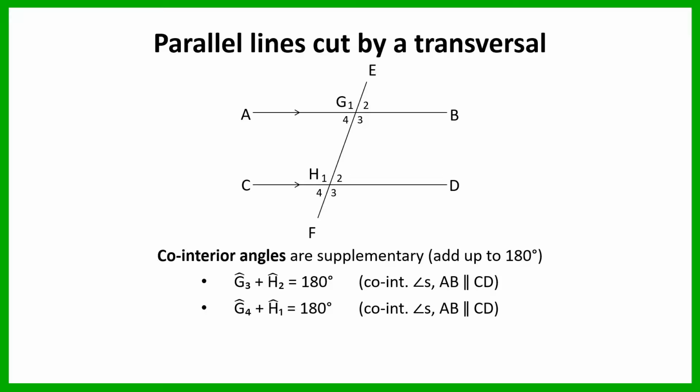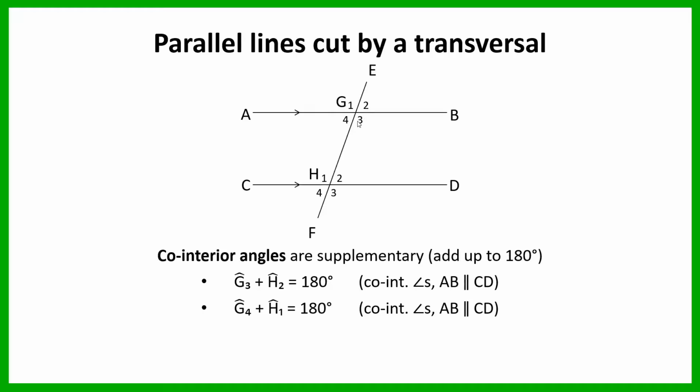Next, we've got our co-interior angles. Co means together, interior means inside. So co-interior angles are angles that are together inside the same space. So I've got over here, G4 and H1, they are inside the same space. They are co-interior. And over here, I've got G3 and H2. They are together inside the same space. They are co-interior. Co-interior angles are what we call supplementary. That means that they add up to 180 degrees. They're not equal to each other, they are supplementary.